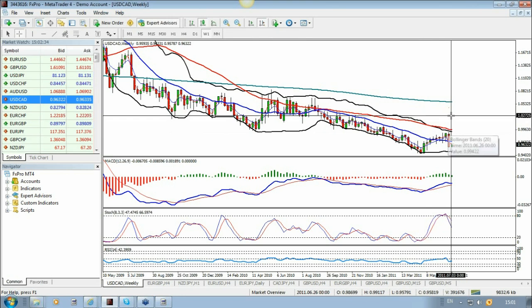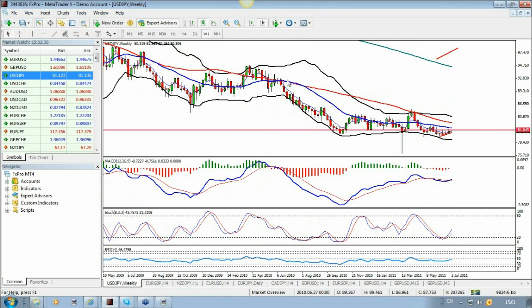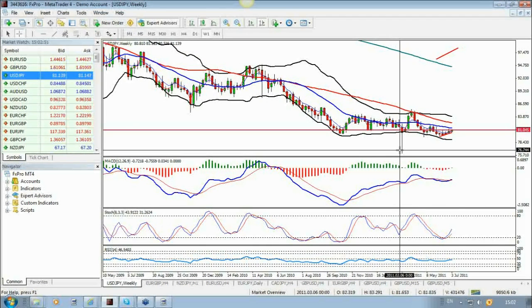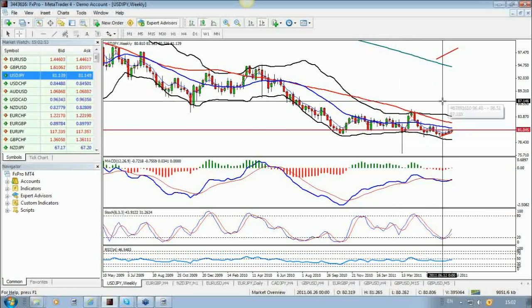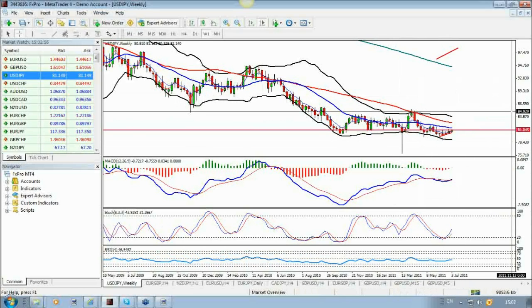Like dollar Canadian, like dollar yen. If you pay attention for the dollar yen, it's the same. We have had the moves 1, 2, 3, 4, 5. We should start attacking. If it went against, we go against. We add. But at the end, it works.